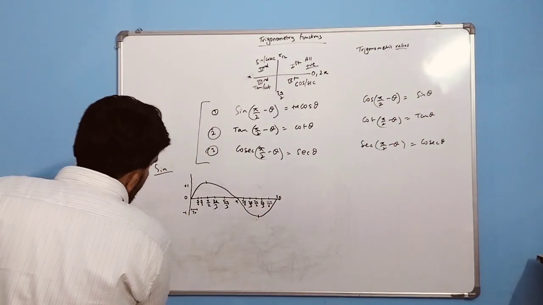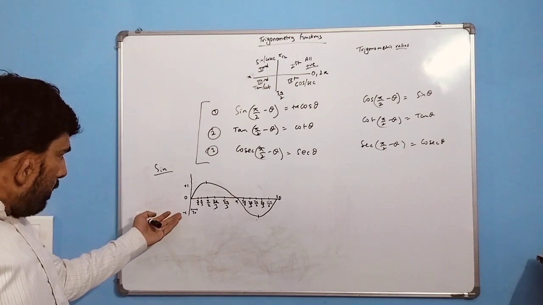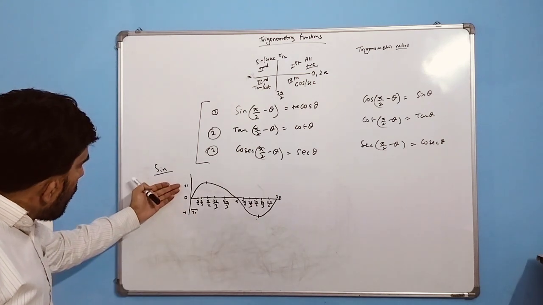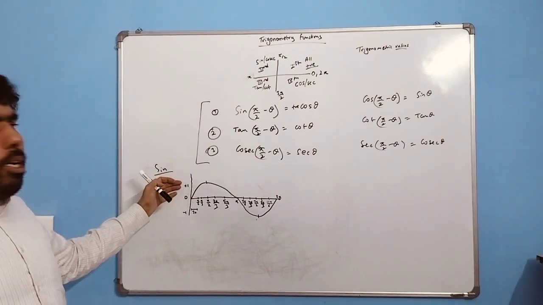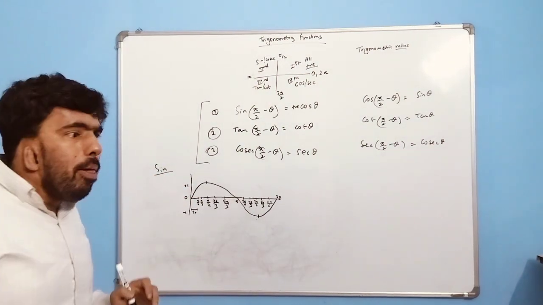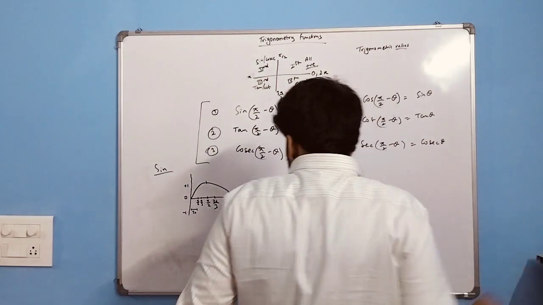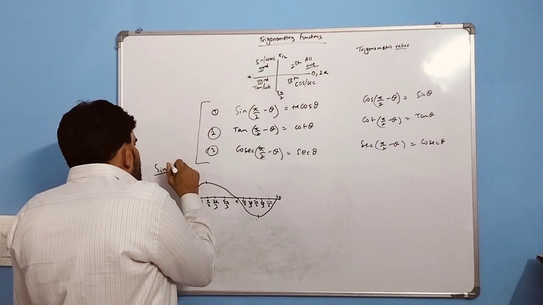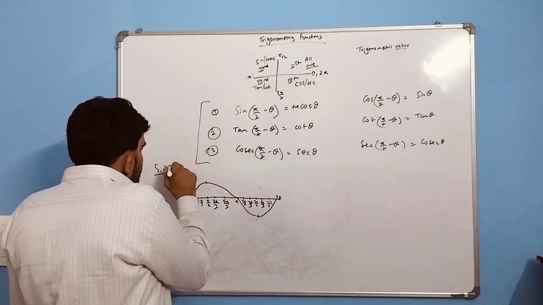So now we can easily make the sine wave form. Okay, as you can see, the minimum value is minus 1, that is at 270, and the maximum value will be 1, that is at 90 degrees. Okay, so lots of things we can do like this. This is of the sine ratio, sine theta.